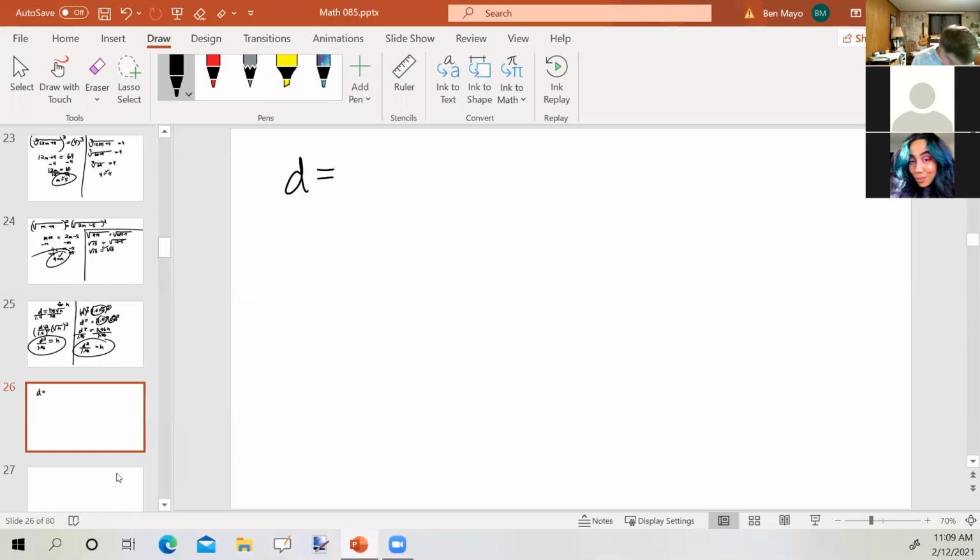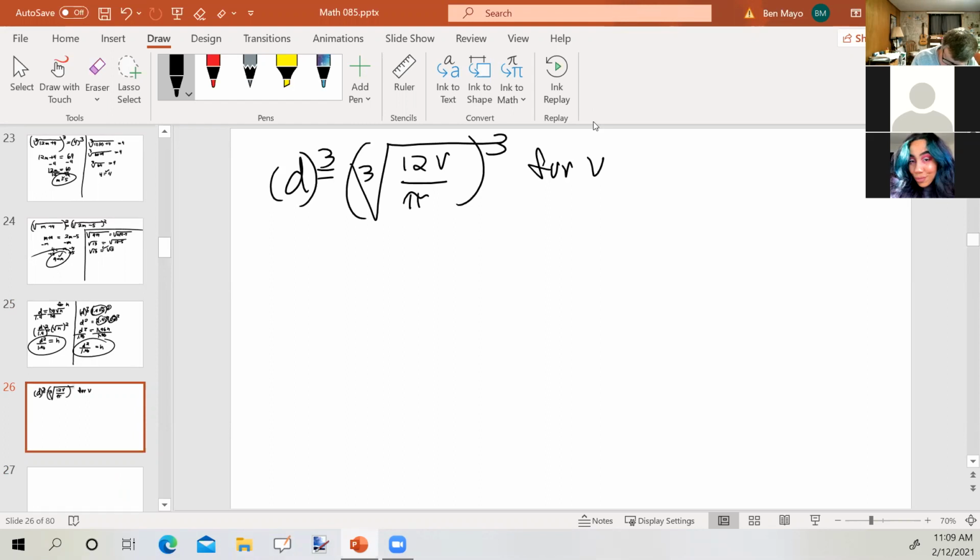D equals the cube root of 12v over pi, and we're going to solve for v. V is locked up inside of the cube root. There's only one radical term, and that's the cube root there. So we're going to cube both sides.